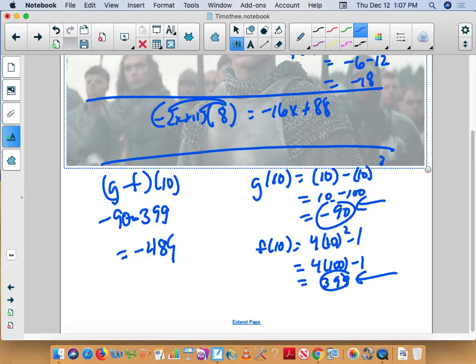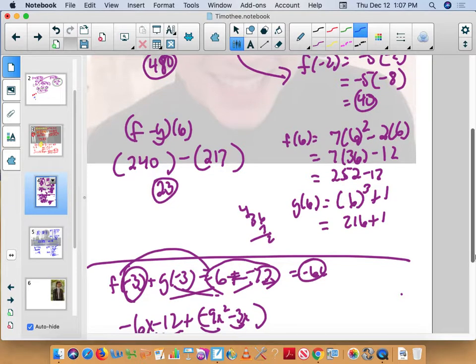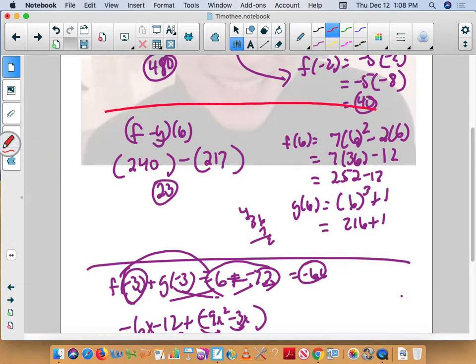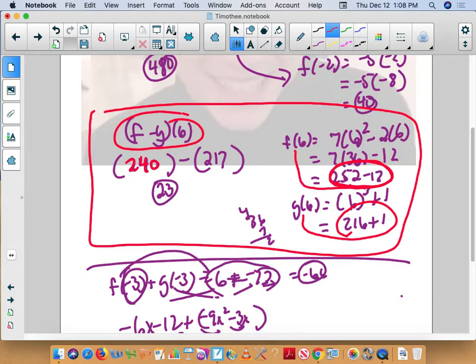C2. Okay, on C2, here it is right here. C2 was right here in red. All right, it's f minus g of 6. So, Gracia, I found f of 6. And then I found g of 6. And I subtracted them, when I just filled in 6. And that gave me 252 minus 12, which is 240. This one gave me 216 plus 1, which was 217. And it told me to subtract them.